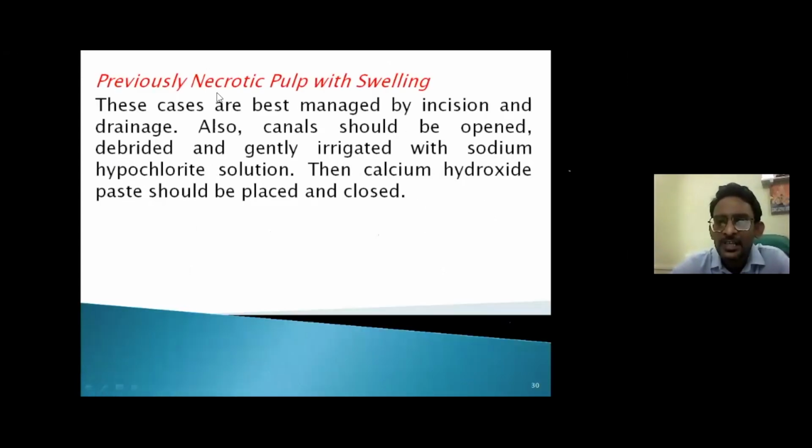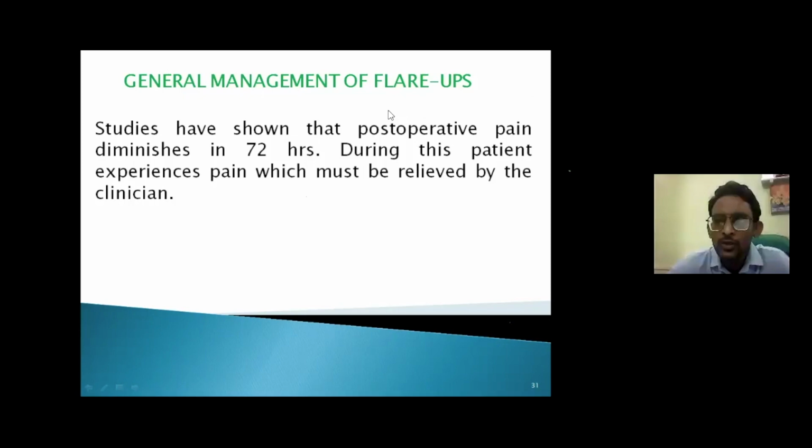In case of previously necrotic pulp with swelling, these cases are best managed by incision and drainage. Also, the canal should be opened, debrided, and gently irrigated with hydroxide dressing and closed. Now coming to the general management of flare-ups. Studies have shown that post-operative pain diminishes in 72 hours, that is 3 days. During this time, the patient experiences pain, which must be relieved by the clinician.